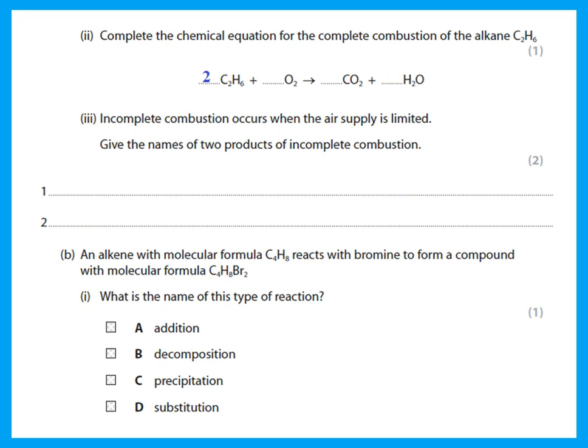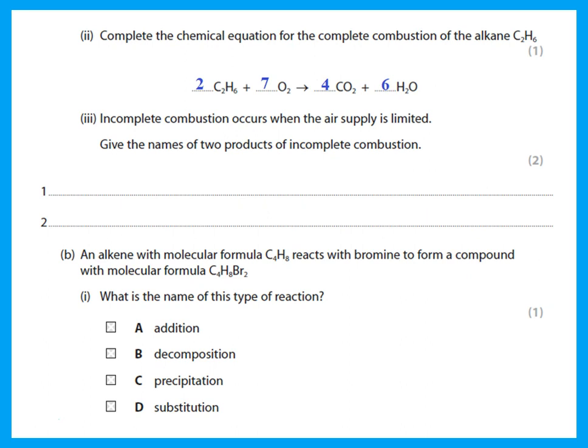So that means that now before the arrow, I have 4 carbons. After the arrow, 4 carbons. Before the arrow, I have 2 times 6. After the arrow, I need 2 times 6. Now after the arrow, how many oxygens? I have 2 times 4 is 8. 8 plus 6 is 14. And that means I need 2 times 7 to balance. So this is the balanced equation.